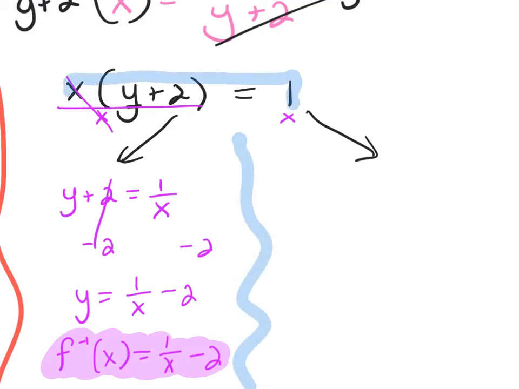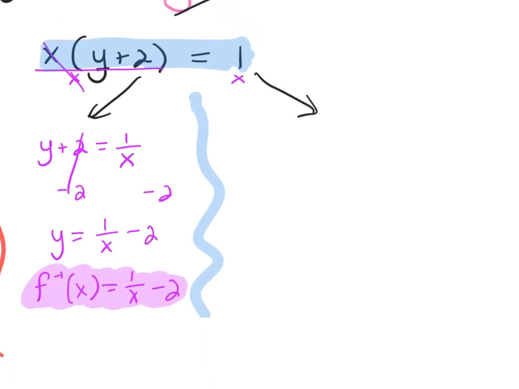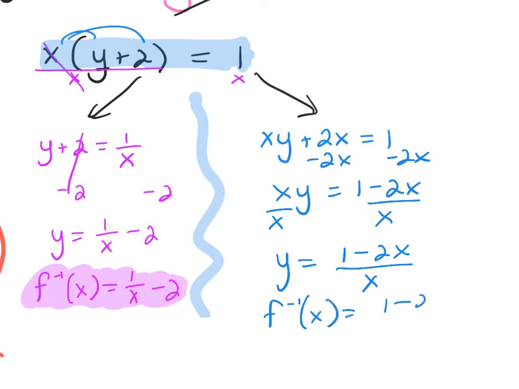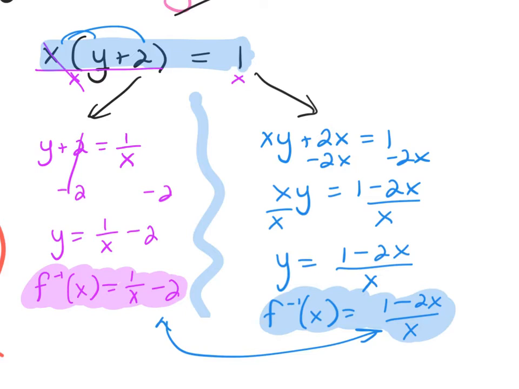What's another step you could have done from this step? I can distribute the x. So I get xy plus 2x equals 1. I would subtract the 2x, and I would divide by x. And I would get f negative 1 of x equals 1 minus 2x over x. These are the same equation, just in a different format. They're both right.